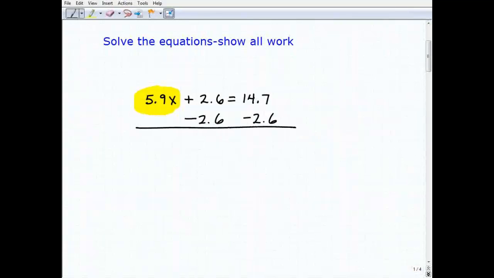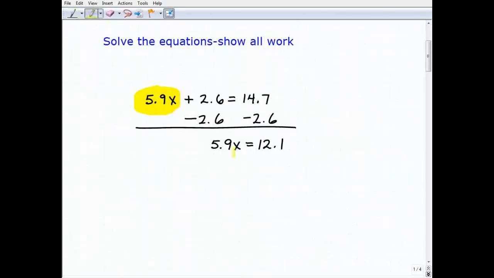Okay, so let's go ahead and have you work that out in your calculator, and I'll have mine also. So we'll have 5.9x. Our 2.6s go away, and you're going to get 14.7 minus 2.6, and that's going to be 12.1. All right, so we have 5.9x equals 12.1.